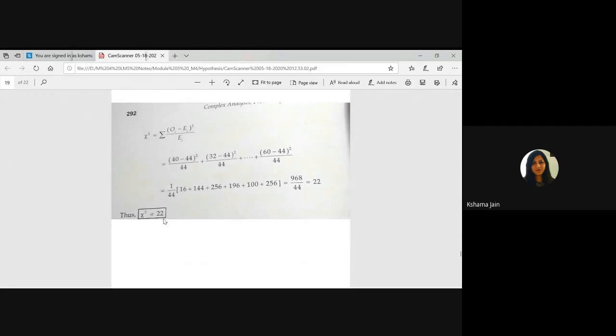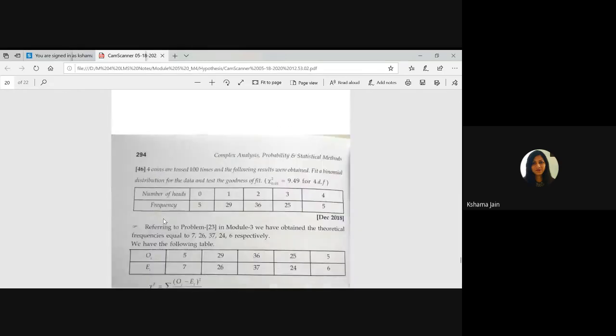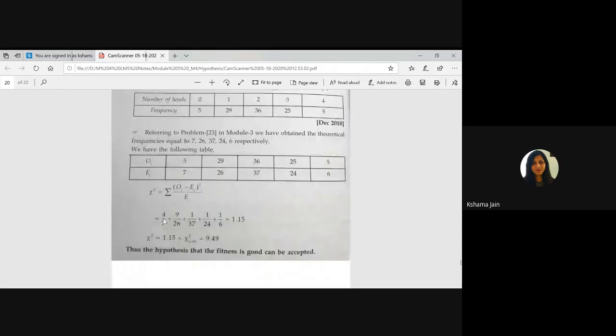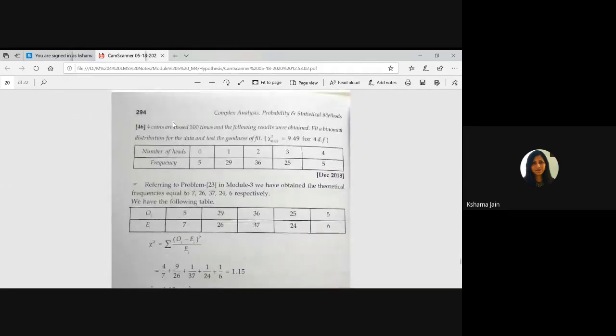And for chi-square, I don't have many examples. This is the only other one. A coin, 4 coins are tossed 100 times, and the following results were obtained. Fit a binomial distribution for the data and test the goodness of fit.